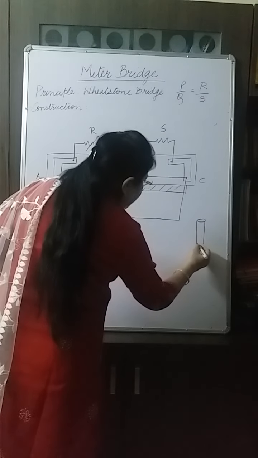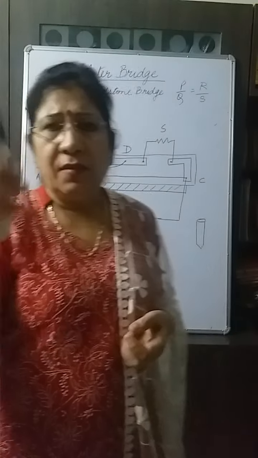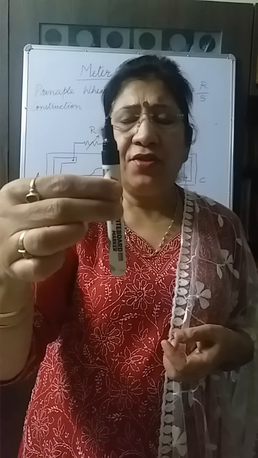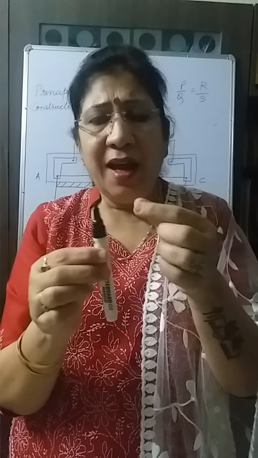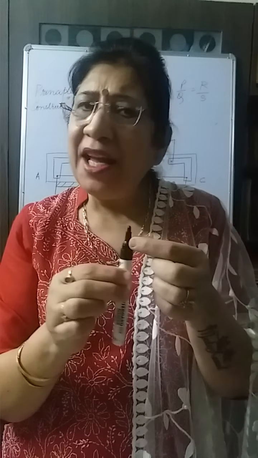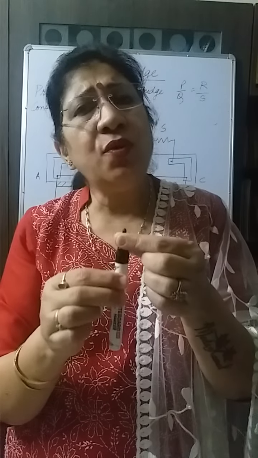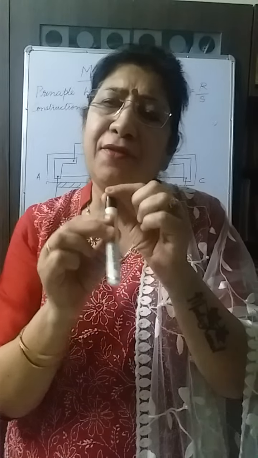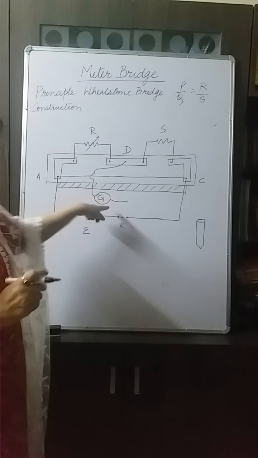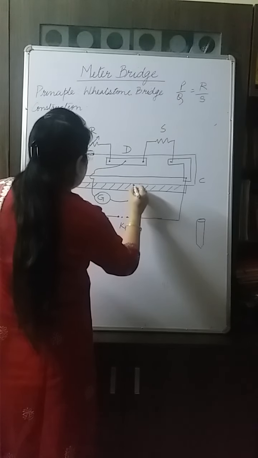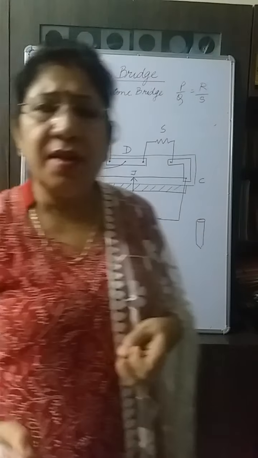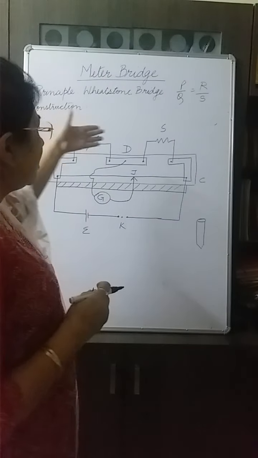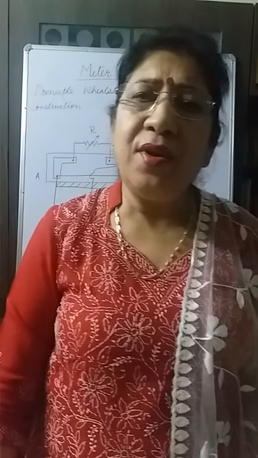A jockey is a small device of this shape, like a pen. On the one end there is a terminal where the wire is connected, and on the other end it has a knife-like edge which we can use to touch the wire. This end is left free. So the other end of the galvanometer is connected to a jockey J. This is the construction of the meter bridge. The circuit I have drawn is used to find the unknown resistance S.